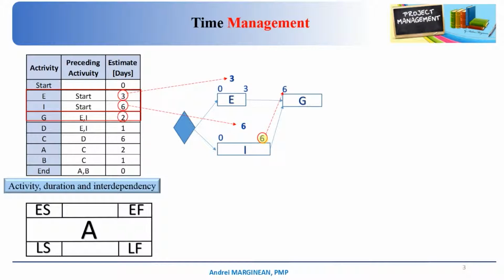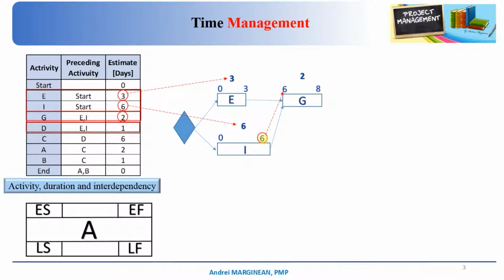Again, we identify the estimated duration from the table, which is 2. So we put this at the top of our work package. 6 plus 2 is 8. In this respect, activity G will start after the finish of day 6 and it has to finish in day 8. Let's go to the other one.